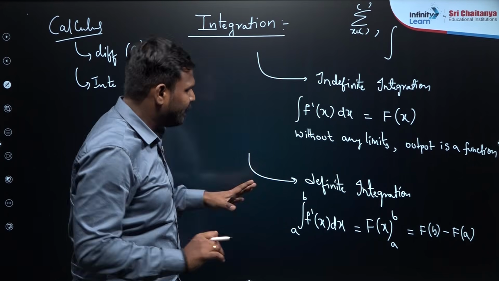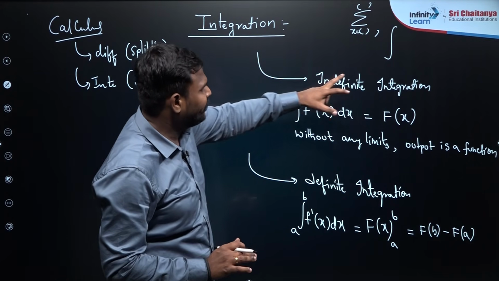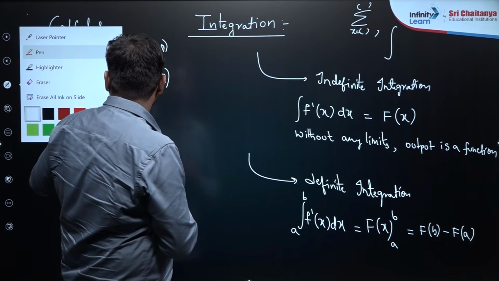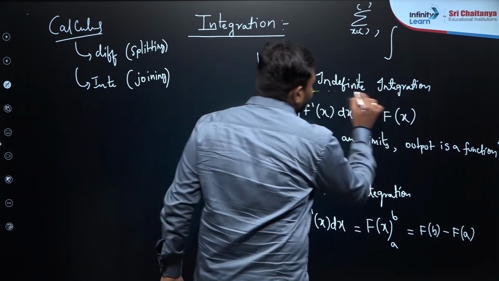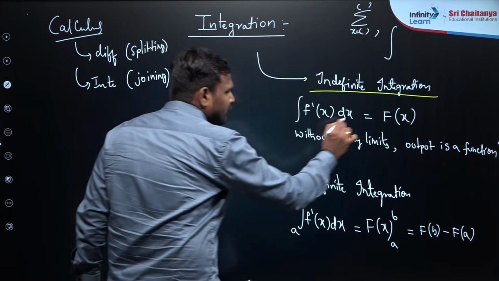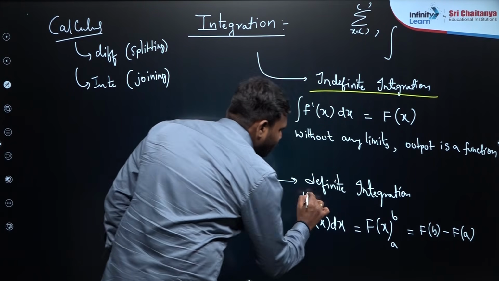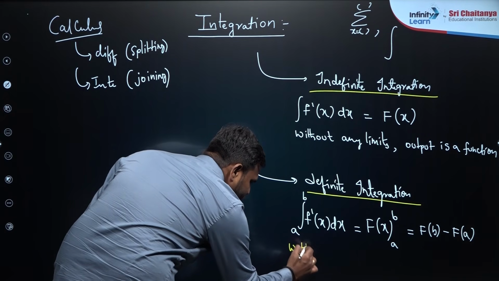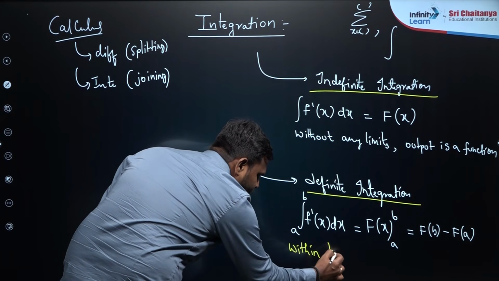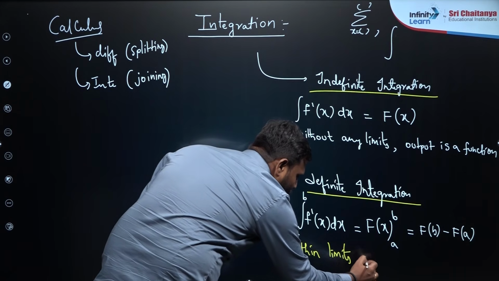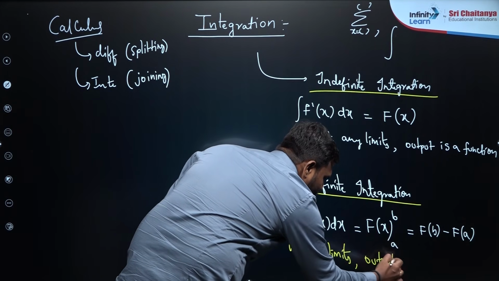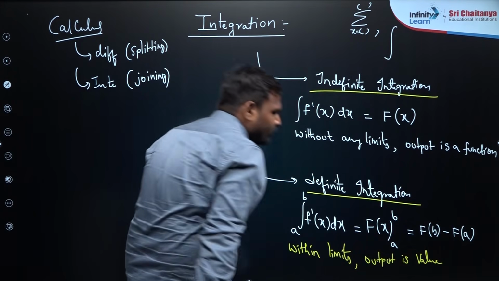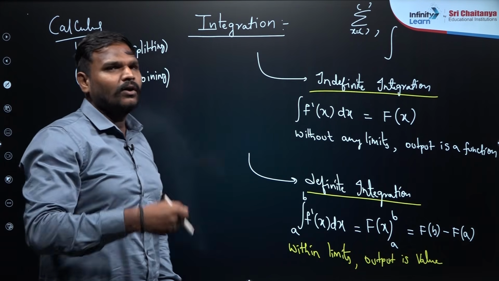Okay, so currently understand, indefinite is there, definite is there. Indefinite means without any limits. The output is a function. And what do you mean by definite integration? Within limits, and the output is a value. Value means a number, like the answer is 5 or the answer is 8.